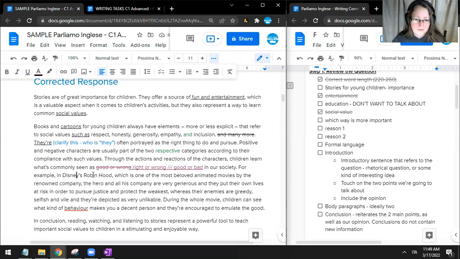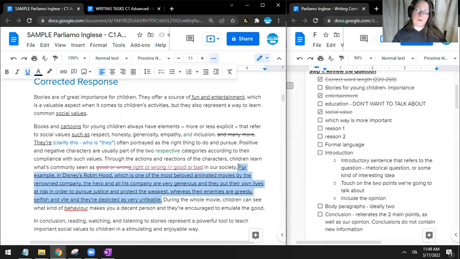For example, in Disney's Robin Hood, which is one of the most beloved animated movies by the renowned company, the hero and all his company are very generous, and they put their own lives at risk in order to pursue justice and protect the weakest, whereas their enemies are greedy, selfish, and vile, and they're depicted as very unlikable. So yes, this makes sense. However, my problem with this sentence is that it's really, really long.